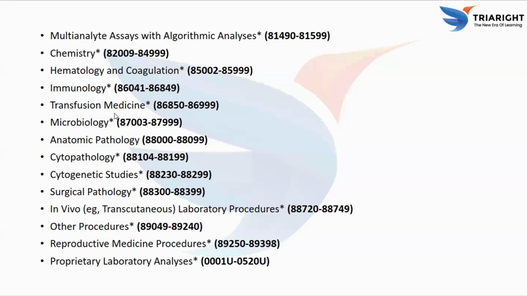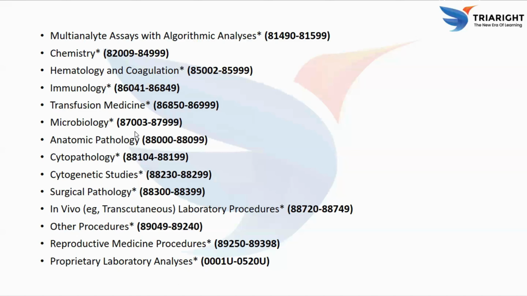And next is transfusion medicine. So transfusion medicine, it includes the blood typing and also the compatibility testing. So the examples are ABO typing, RH factor and the cross match testing. So testing codes are separate from transfusion procedure codes.